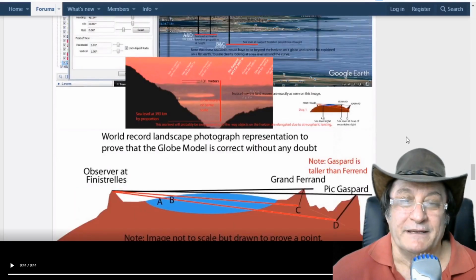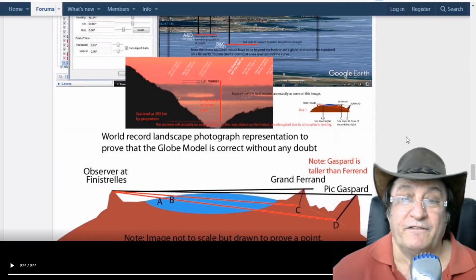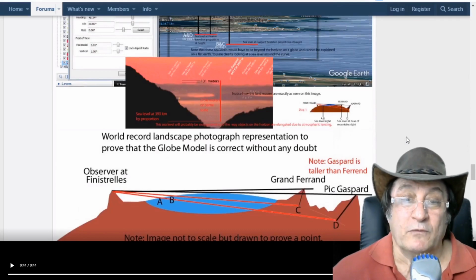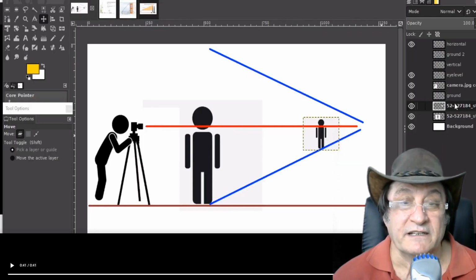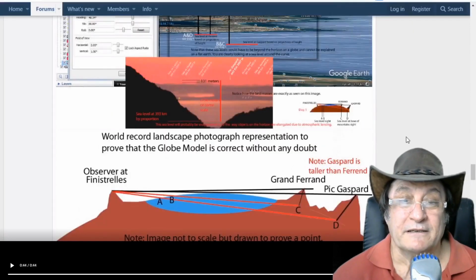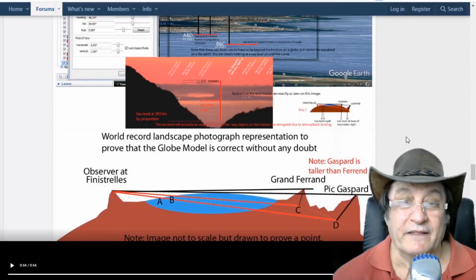Peak Gaspard is taller than Grande Ferrande, and the observation height is also taller than Grande Ferrande. So just Peak Gaspard getting smaller due to perspective is not going to make it lower. It can't happen. That's a physical impossibility. And he acknowledged that in his previous diagram. This one, he's acknowledged that that's not right. But then he sprouts this rubbish in the next video. And flat earthers just don't notice. They just lap it up. They just don't notice what just happened there.